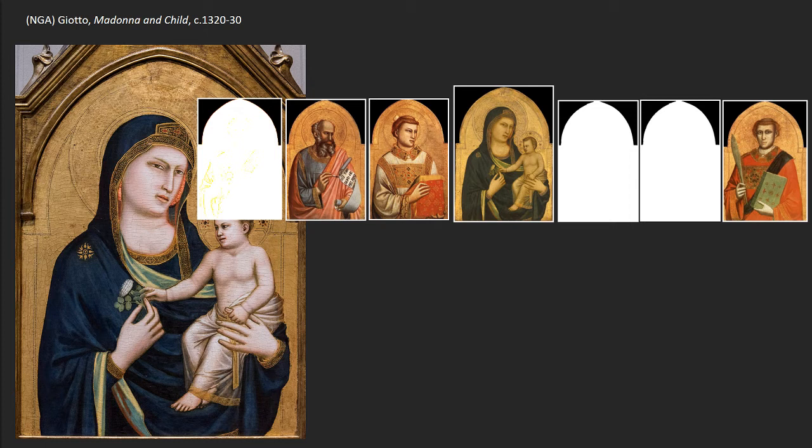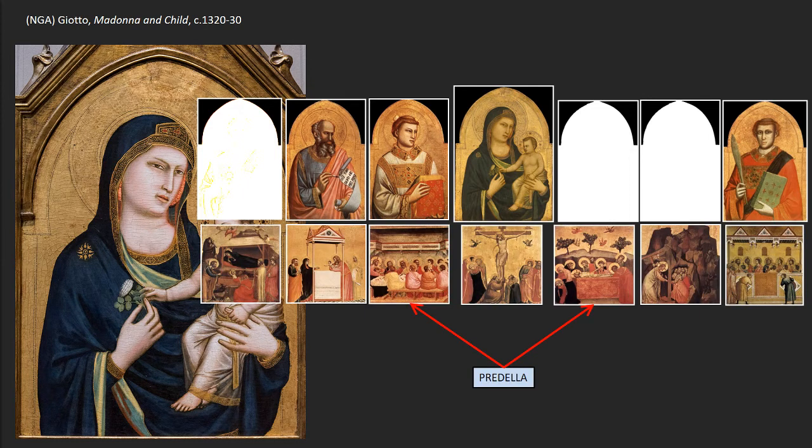Now, in addition to these three other panels with half figures of saints, we also have a series of works that seem to be roughly the same dimension that show us scenes from the life and passion of Christ. So the nativity, the presentation in the temple, the Last Supper, you can make out the crucifixion pretty clearly in the middle, right? And these would have been hung underneath those panels.